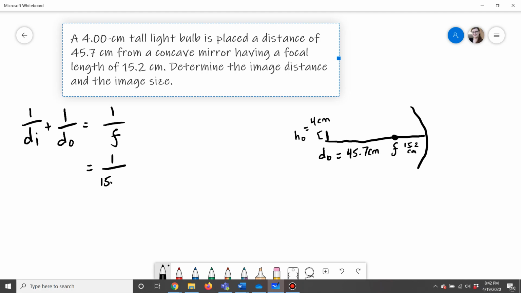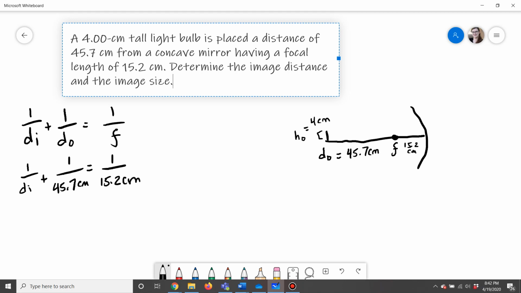And you can keep all these in centimeters, that's perfectly fine. It doesn't change your calculations at all. I don't know what the image distance is yet, so I'm just going to rewrite that variable. And my object distance I saw was 45.7 centimeters.